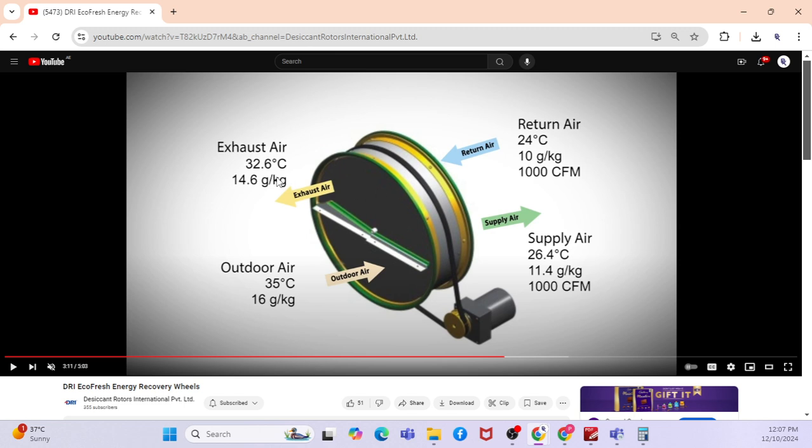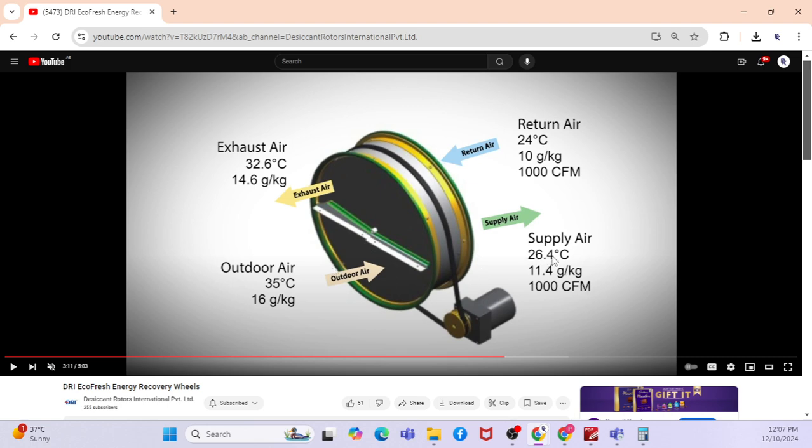Okay, why is it increasing? Because it is absorbing the energy from here, right? Yes. Whatever the cooling, it will transfer here and it will try to cool here. So 35 degrees will become 26.4 and 24 will become 32.6, because this is exhaust air, which is stale air, right, which is going outside, which is not usable. So we can increase the temperature, there is no problem.